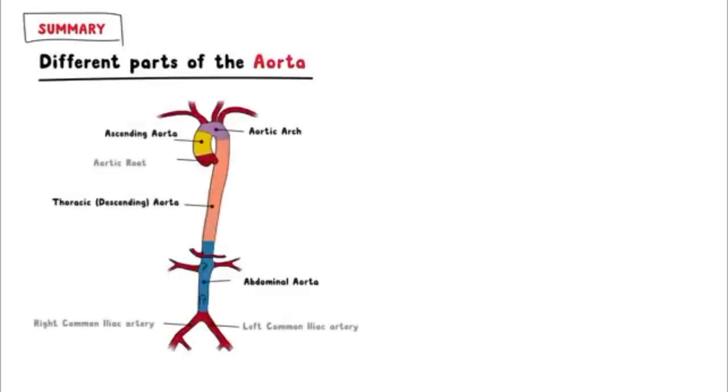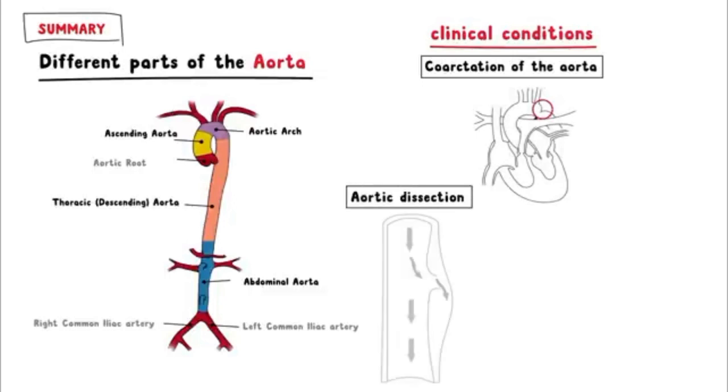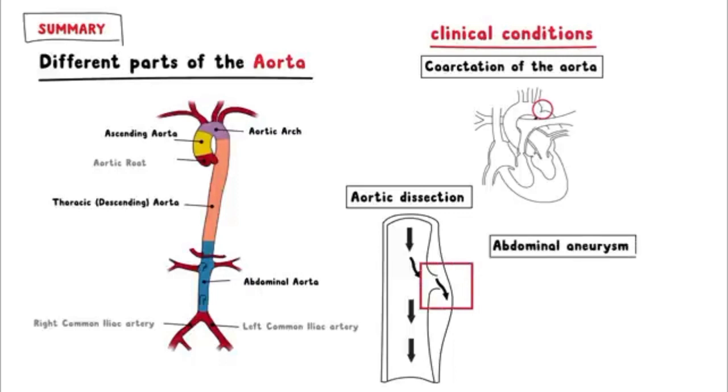So in summary, in this video we talked about the different parts of the aorta, the ascending aorta, the aortic arch, the thoracic or descending aorta, and finally the abdominal aorta and their branches. We also discussed 3 clinical conditions: the aortic coarctation, which affects the aortic arch, the aortic dissection, which mostly affects the ascending aorta, and the aortic aneurysm, which most commonly affects the abdominal aorta.